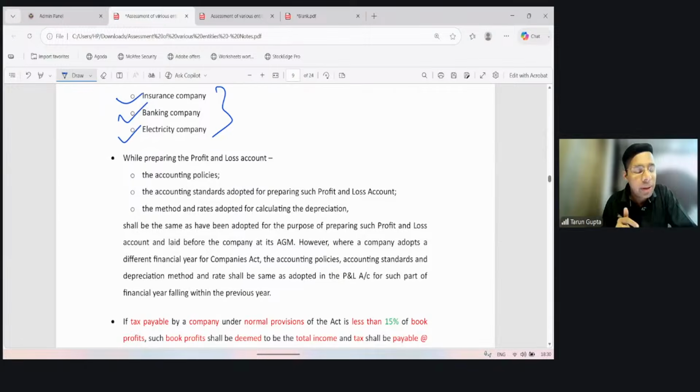Now, section 115JB says that while preparing the profit and loss account, the accounting policies, the accounting standards, and the method and rate of applying depreciation shall remain the same. So while preparing the profit and loss account for the purpose of section 115JB, for computation of book profit, the accounting policies, accounting standards, and the method and rate of depreciation shall be the same as adopted by the company for its AGM, for presenting its profit and loss account in the AGM.